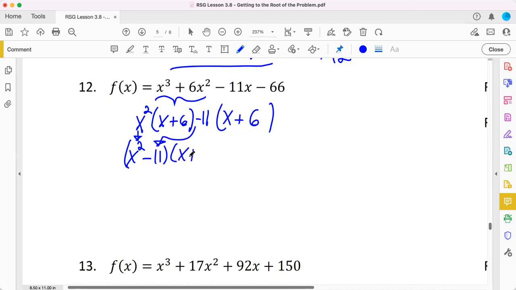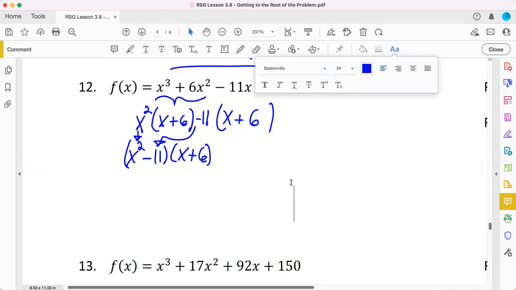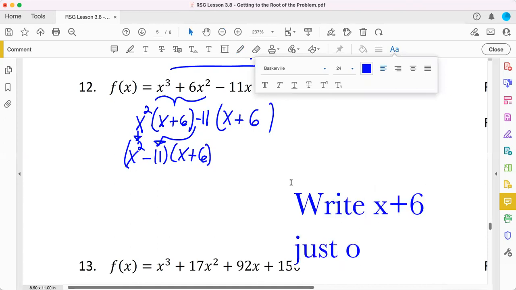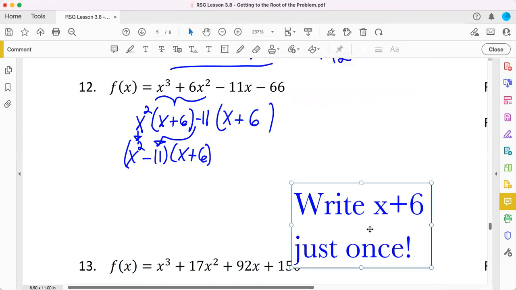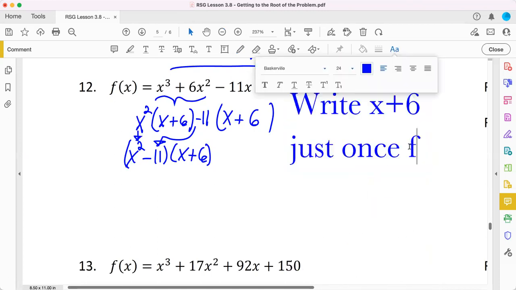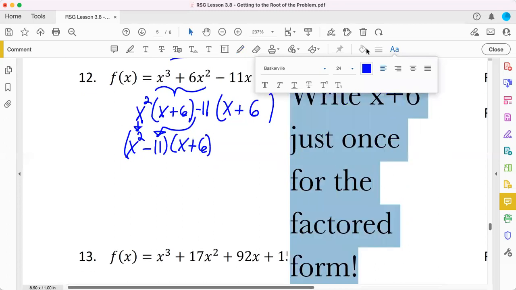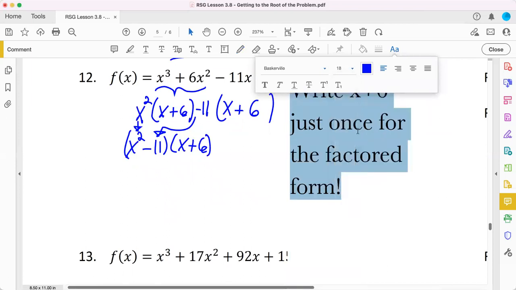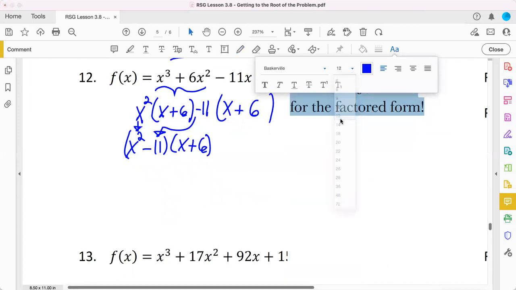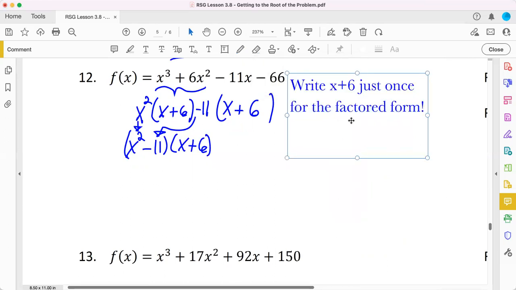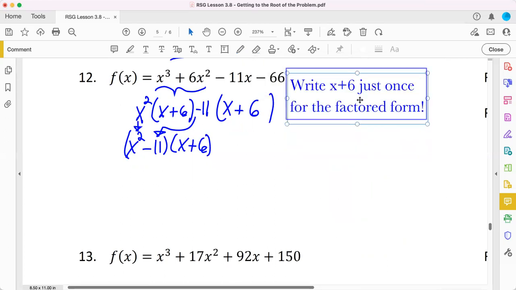And then how many times do you think we need to write x plus 6? How many times do you think? This is a pivotal step, so I'll even make a note of this. Right, x plus 6 just once for the factored form. So pivotal. I see people write x plus 6, x plus 6. It's just used for the factoring by grouping, but you only need to write it one time when you're boiling down what the factor form is going to be.